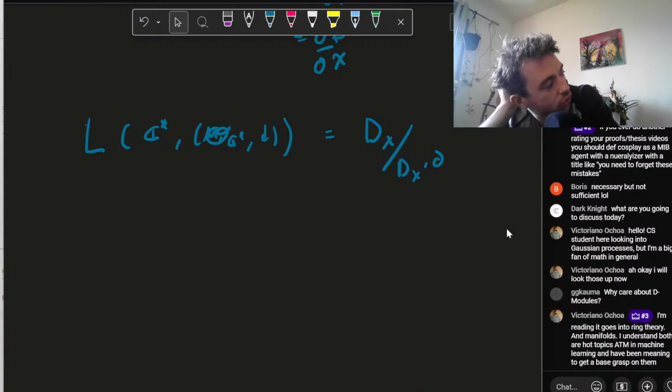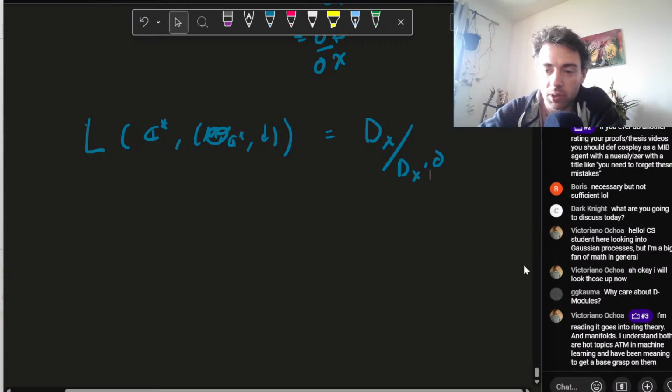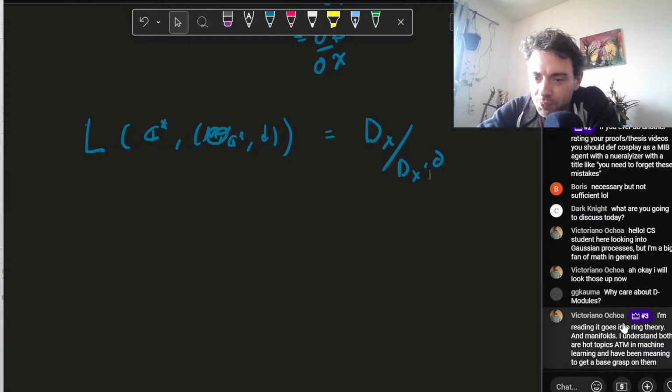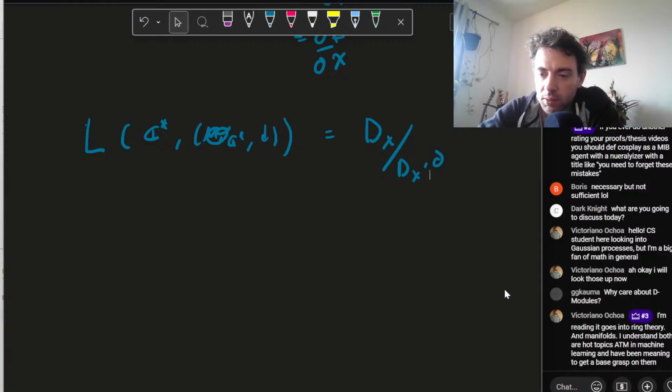I don't know how D-modules fit into the broader scheme of things, or how they're used in terms of differential equations. Like, I don't know the big impact they've had there, necessarily, which I imagine is a bunch. You're reading, it goes into ring theory and manifolds. That's true. Those are definitely essential ingredients. And both are hot topics at the moment in machine learning. I didn't know that ring theory was a hot topic in machine learning, but I guess I could believe that. Yeah. Get a base grasp on them.